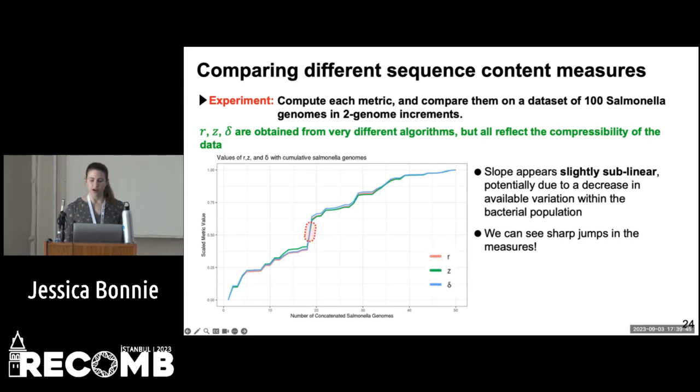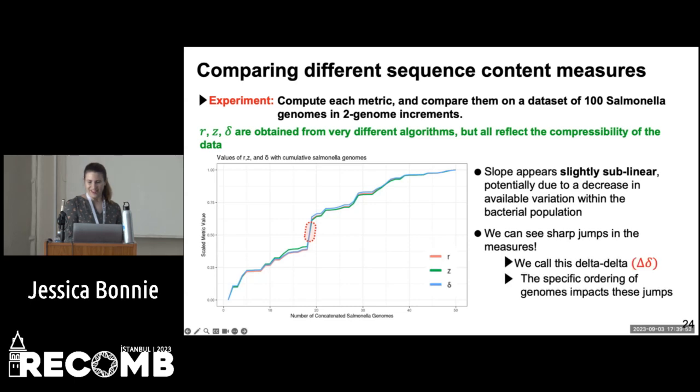Note that the specific order of the genomes that are added to the set will influence their relative effect on the metrics. If an exemplar of a particular strain has already been added, the addition of another exemplar containing a similar sequence will have a more muted effect on the metric.